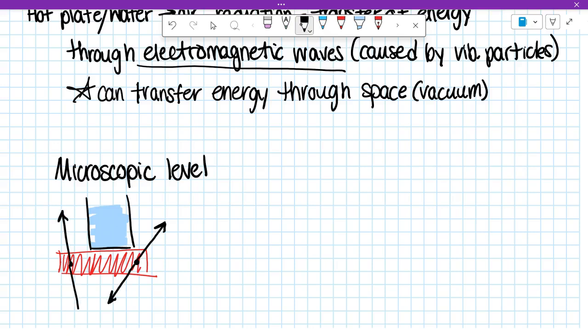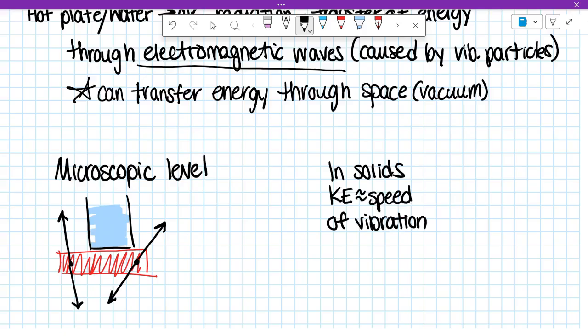Now, when we have solids, the kinetic energy is going to be related to the speed of the vibration of the particles in the solid. Because we know in solids, those particles are kind of stuck in place. So instead, they vibrate back and forth. The more kinetic energy they have, the faster they vibrate back and forth. Right? So in the beaker, we'll kind of give the beaker some shape, and in the water, those individual particles are moving slowly. Now the beaker's a solid, so it has particles that move back and forth.